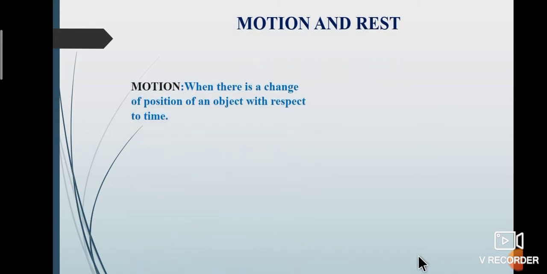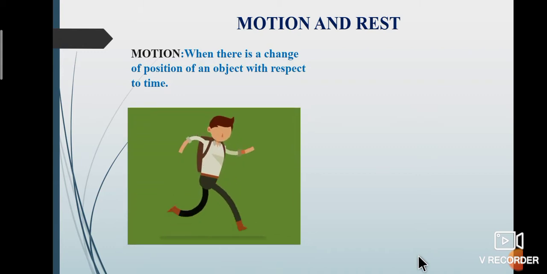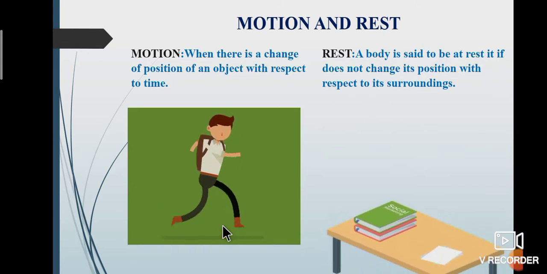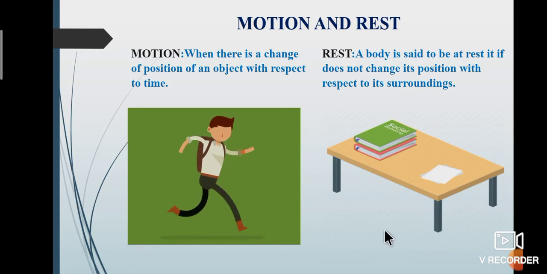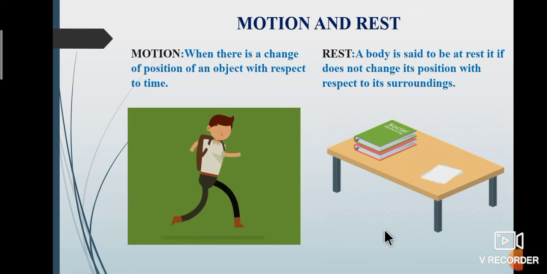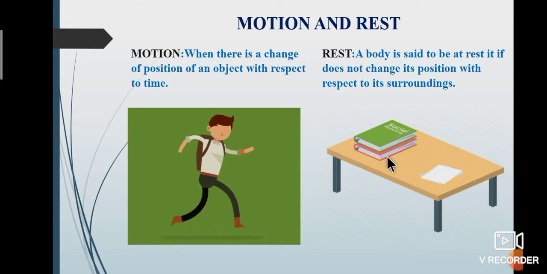Next, what is motion and rest? A change of position of an object with respect to time is called motion. Example: running, boxing, etc. In the case of rest, a body is said to be at rest if it does not change its position with respect to its surroundings. Example: book on the table, bench in the park, etc.